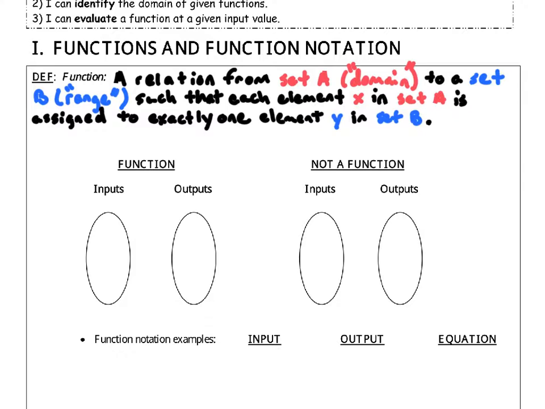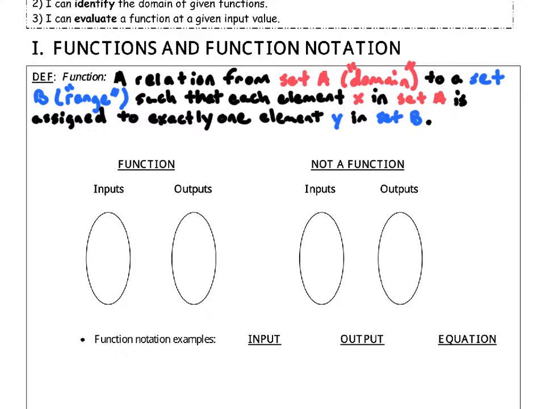So the function is a relation from a set A, called the domain, to a set B, called the range, such that each element x in the first set A is assigned to exactly one element y in set B. Now, I'll admit that definition is rather lengthy and it can be somewhat confusing. So there are some diagrams below that we will use to help us understand this a little bit better.